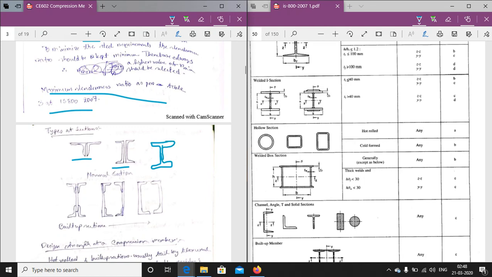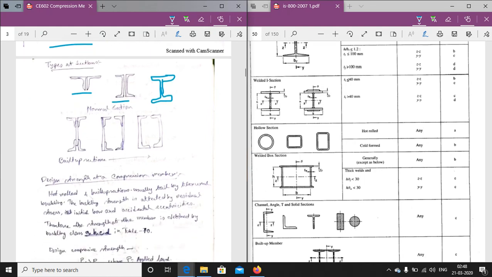Okay, so always this is the type of section. Now sometimes these are the rolled sections, sometimes the rolled sections are not sufficient to take the huge amount of load, so built up sections are provided. These are the types of built up section: four angles connected together, four angles connected by a plate together, two channels connected together. These are the built up sections which are provided in the design.